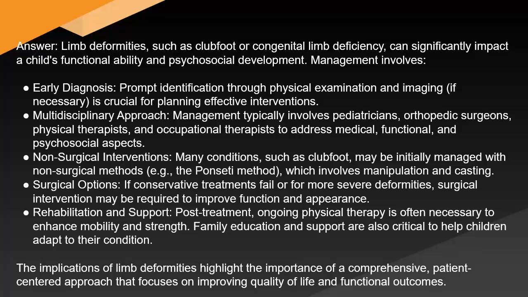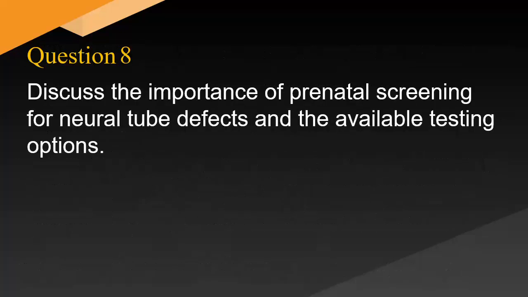The implications of limb deformities highlight the importance of a comprehensive, patient-centered approach that focuses on improving quality of life and functional outcomes. Discuss the importance of prenatal screening for neural tube defects and the available testing options.